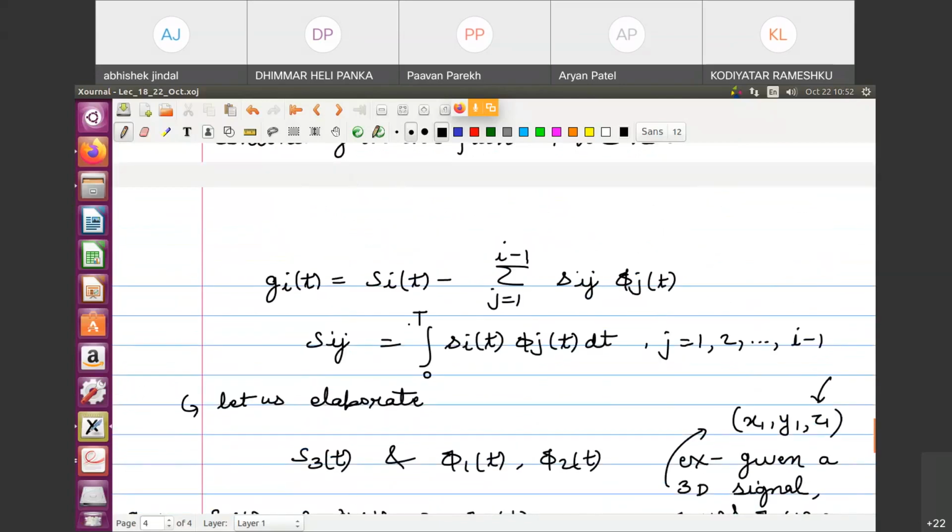Gi(t) is nothing but Si(t) minus the sum of Sij phi j(t), and the vectors you have obtained so far, let us say up to j, that's why this i minus 1 comes. Let us say this is 4. So if you are on the fourth signal, it is assumed that up to the third signal you have derived 3 orthonormal vectors, represented by phi1, phi2, phi3. And Sij is nothing but the projection of this Si(t) onto each one.